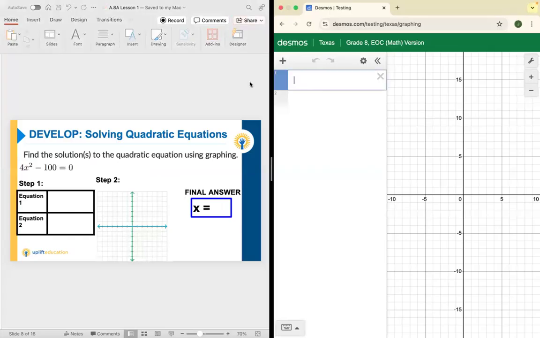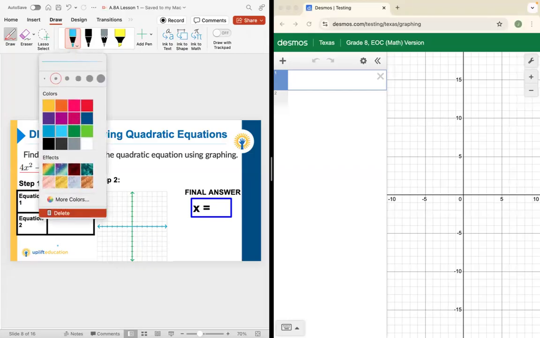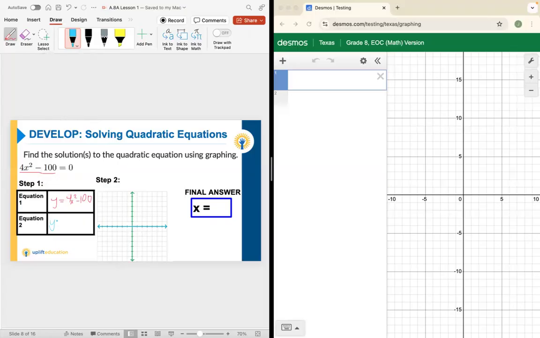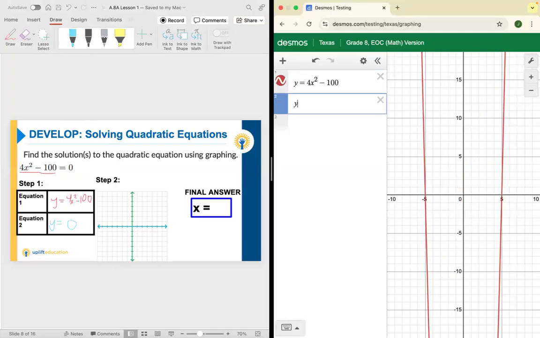So in our first example, if I was doing my equations, right, first thing I'm going to do is rewrite my first equation right here, and that would be y equals 4x squared minus 100. So I'm just going to start by rewriting my equations first before I can use my tools. And the second part of the equation is just y equals 0. Now, before I move on to step 2, I can now type into my equation. So I have y equals 4x squared minus 100, and then I have y equals 0.